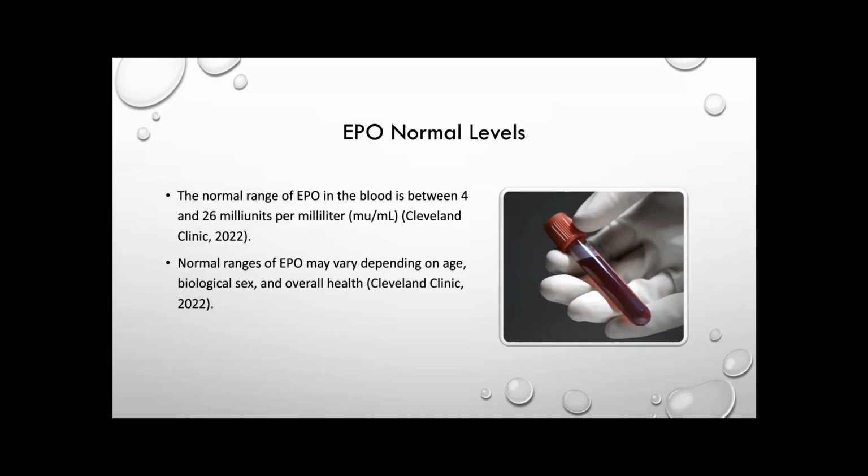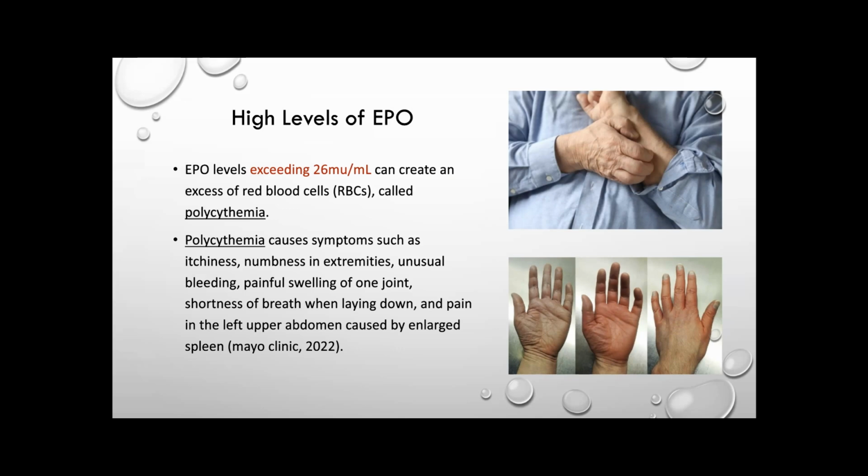The normal levels of EPO in the blood is between 4 and 26 milliunits per milliliter. Normal ranges of EPO may vary depending on age, biological sex, and overall health. EPO levels exceeding 26 milliunits per milliliter can create an excess of red blood cells called polycythemia.